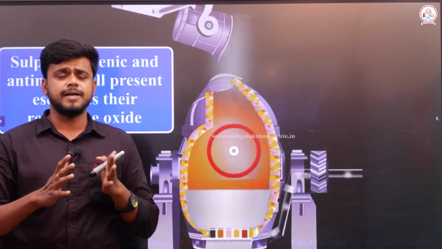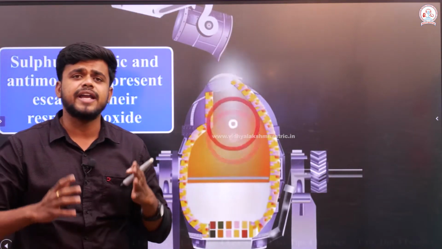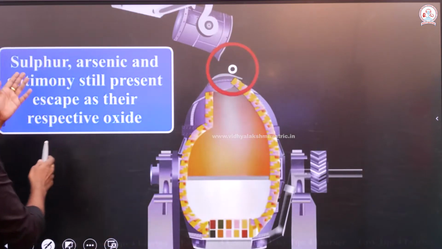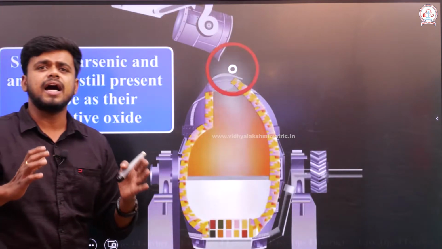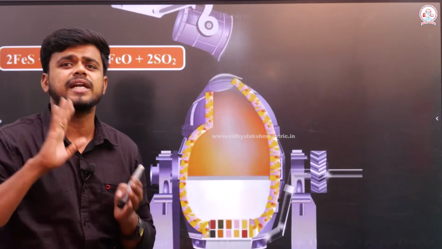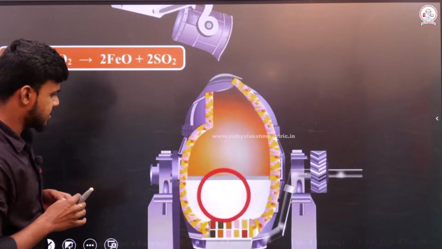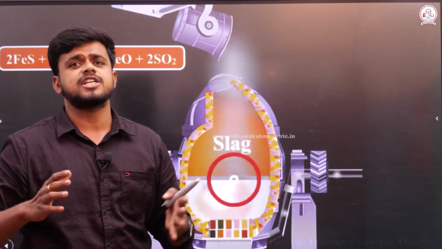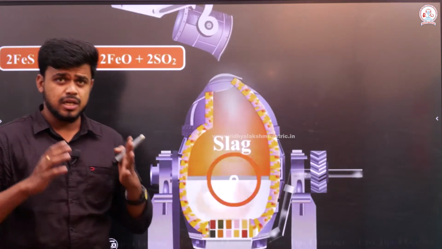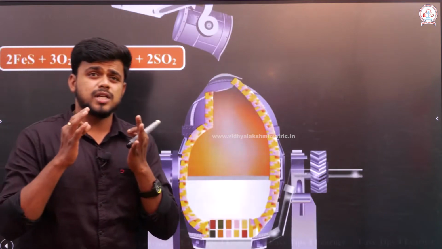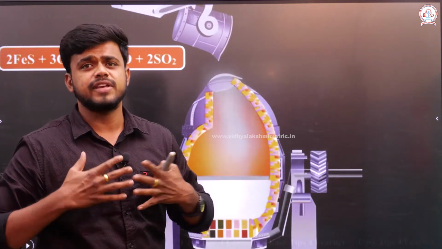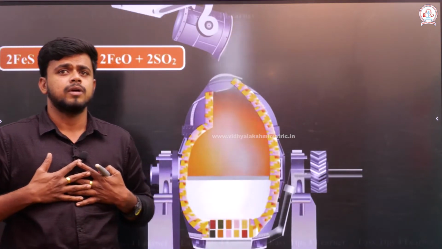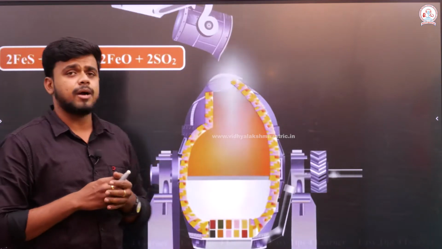What is happening here? Any impurities like sulfur, arsenic and antimony escape completely as volatile oxides so easily. Right. As they escape as volatile oxides, what remains is the purest form of copper that we are able to get here. Right. So this is what is actually happening here.